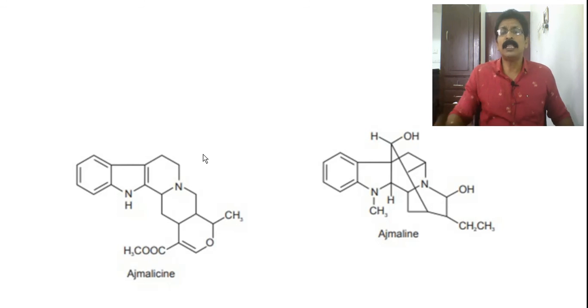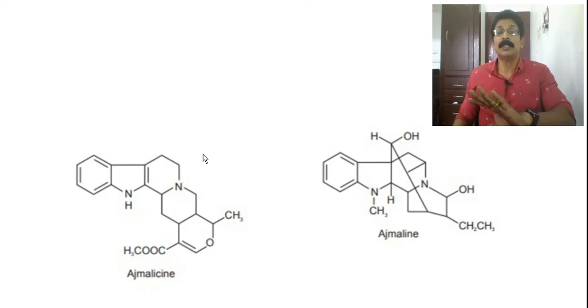And the last one is the Ajmaline group. It is also similar, Ajmalicine and Ajmaline. Ajmaline is a little more complicated: the third ring structure is connected directly with the first one, and the lactone ring is missing compared to Ajmalicine. That's why you will get from Ajmaline to Ajmalicine.